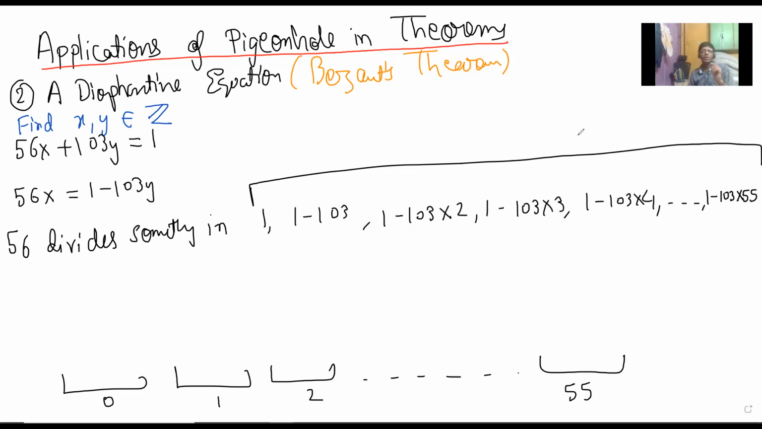But you have to give more explanation, because there are only 56 numbers and we have 56 remainders. So you cannot directly say that two of them will give the same remainder.